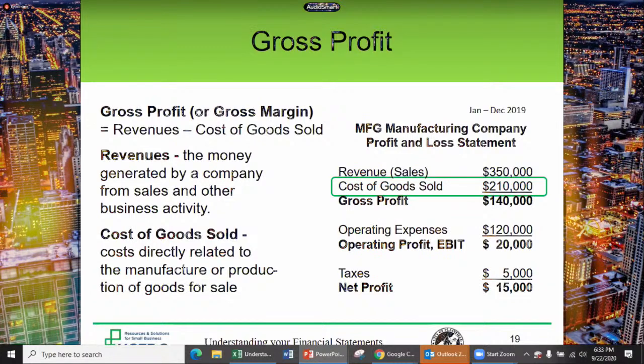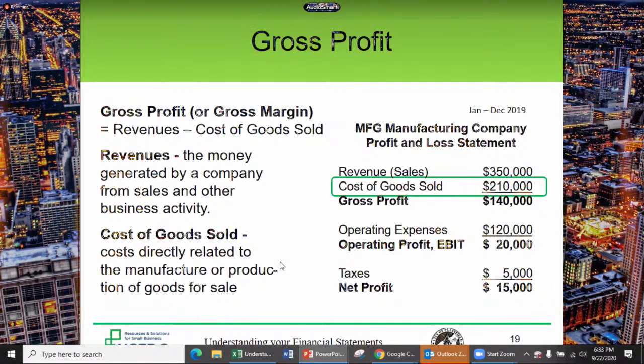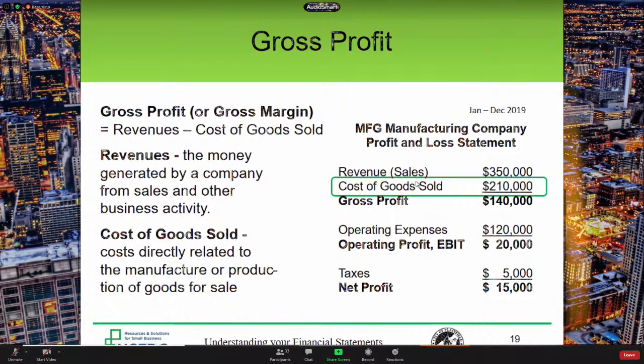This is kind of the top line profit, or the direct profit you make on the items that you produce. Now, the cost of goods sold includes the cost of materials and labor and manufacturing overhead, all associated with making and distributing these products.